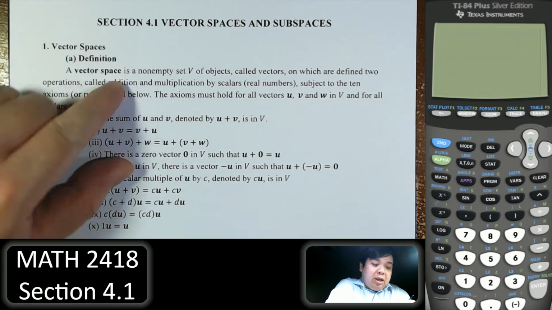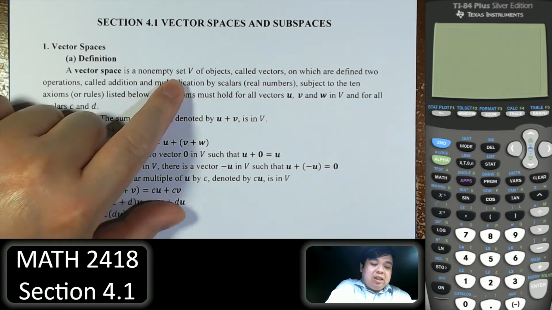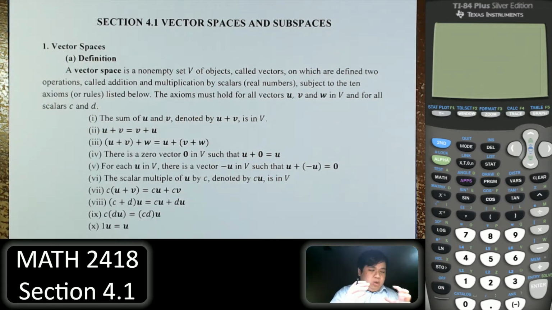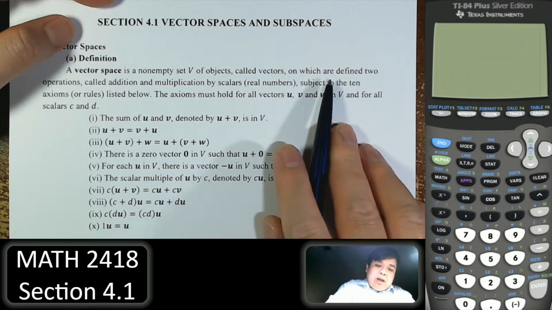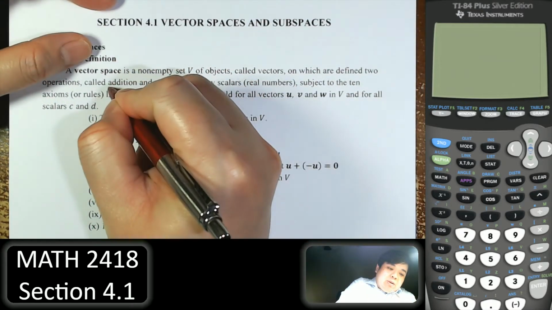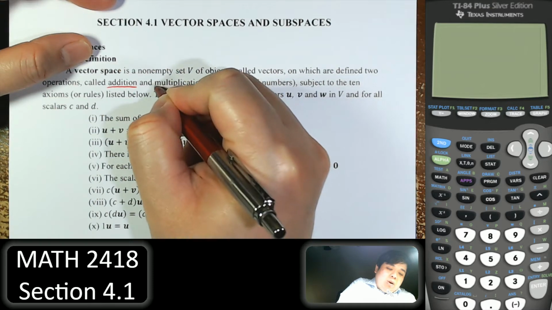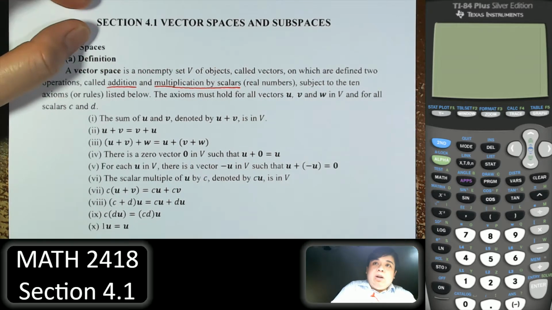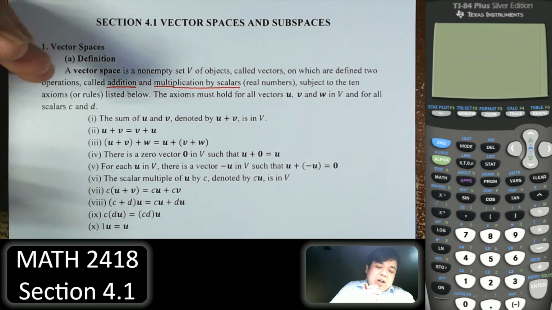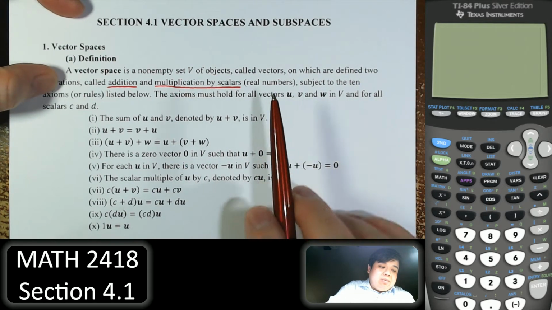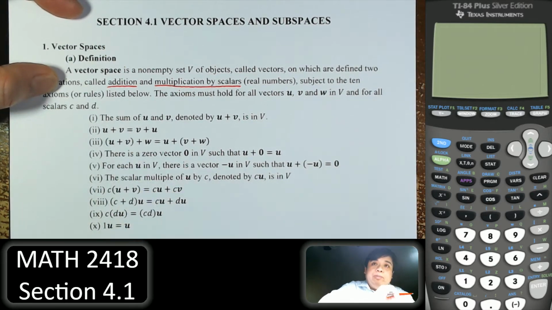A vector space is a non-empty set of objects called vectors. This extends into not just vectors, it could be anything, a set of objects on which are defined two operations. So there will be two operations in that. Of course, the first one is addition and the other one is multiplication by scalar. So that is standard addition and multiplication for a vector, subject to 10 axioms or rules listed below.